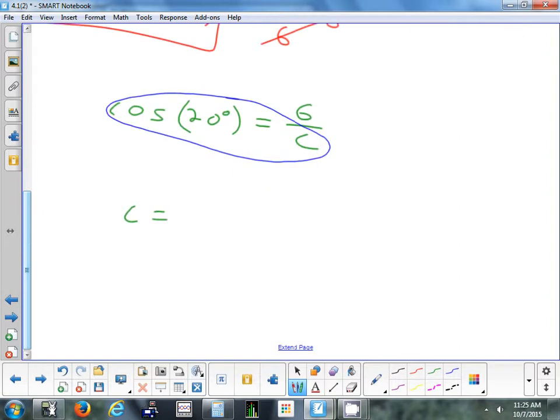So what's C? 6 divided by cosine 20. That's it. Okay. Does that swap it? Does that confuse anybody? Just swapping them?